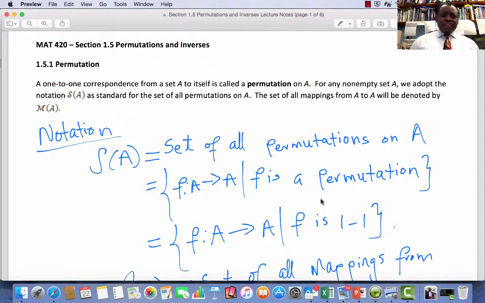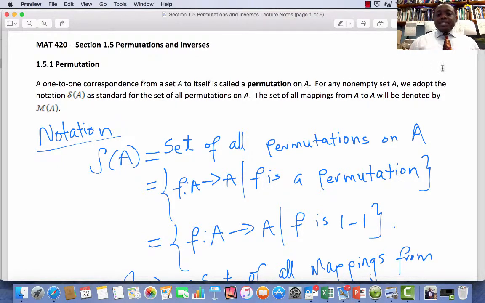Subsection 1.5.1 Permutation. A one-to-one correspondence from a set A to itself is called a permutation on A. So if F is a mapping from A to A and F is injective or one-to-one, we say that F is a permutation on A.